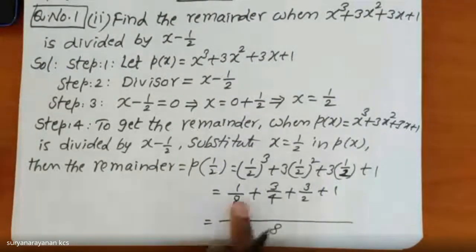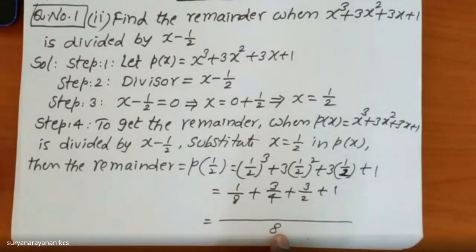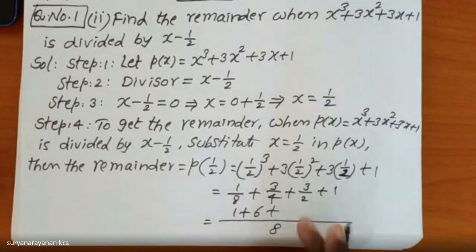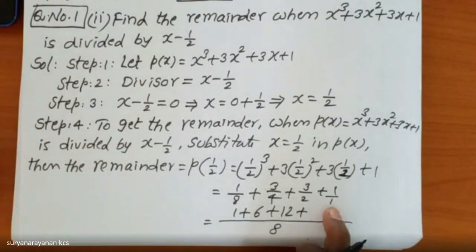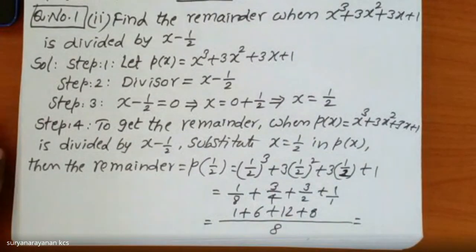Now take the LCM of the denominators because all are fractions. For 2, 4, 8, the LCM is 8. 8 ones are 8, 4 twos are 8. Please listen carefully, my children. 4 goes in 8 two times, so 2 threes are 6. Then 2 goes in 8 four times, so 4 threes are 12. Here there is no denominator, so we consider it as 1, so 8 ones are 8. Understood this numerator, my dear children?